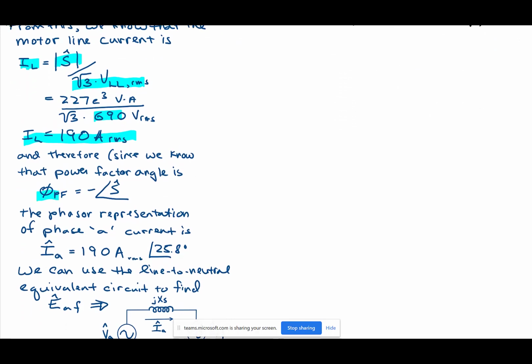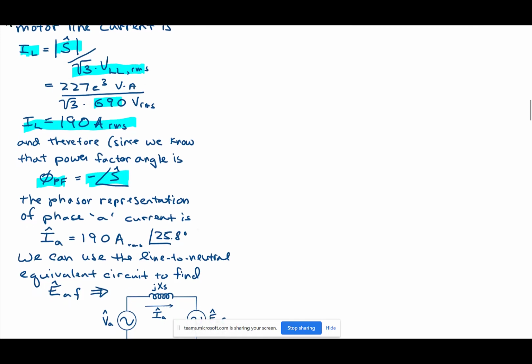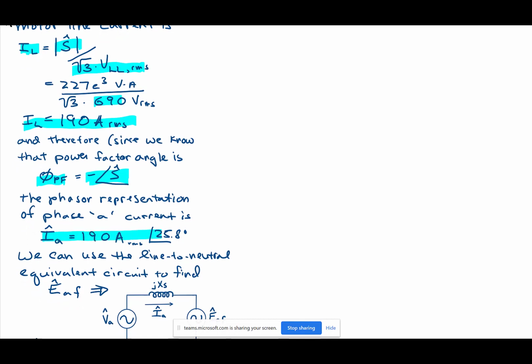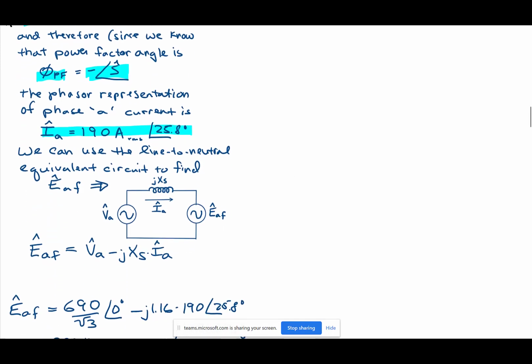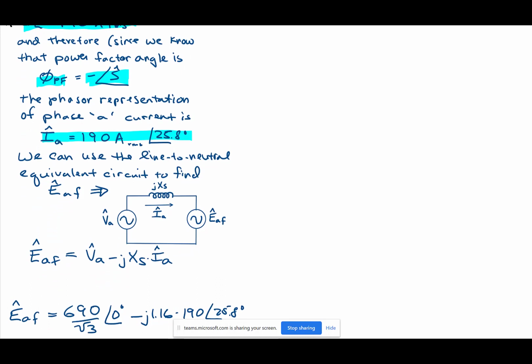The input power factor is the negative of the power angle. So we know the full phasor representation of current now. It's 190 at 25.8 degrees. And now we can use the equivalent circuit for the motor, and we can solve. We're trying to find this. We're going to find that using phasor math.